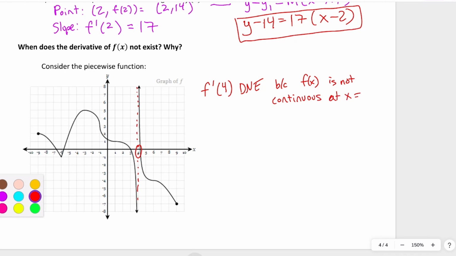Let's be clear here, at x equals 4. So that's one: if you have a vertical asymptote or even a hole, the derivative is not going to exist there. The function's got to be defined.